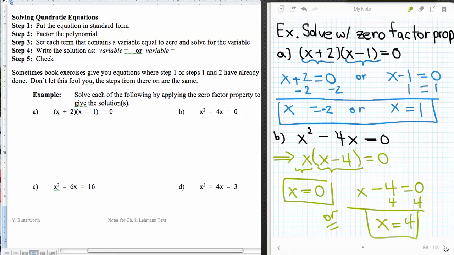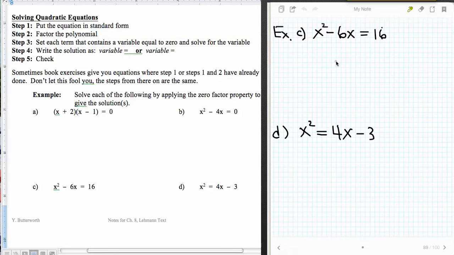All right, now continuing on, we have x squared minus 6x is equal to 16. Now this one is not ready to be solved yet. We first of all have to have this thing in standard form. So standard form is our first step. So we're going to add the opposite of 16 to both sides, so we'll get this thing in standard form. And then once we have it there, x squared minus 6x minus 16 is equal to 0.